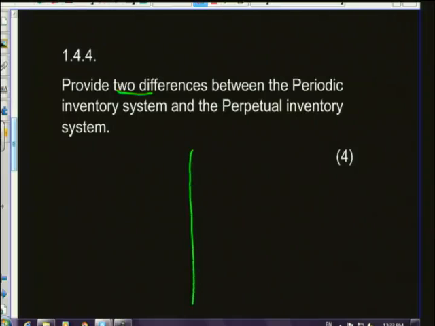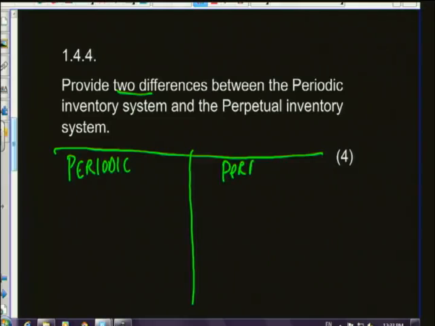So let's just do that. Let's draw a table. Okay, so we've got the periodic system, and then the second inventory system is perpetual. Okay, what are the differences between the 2? Now remember guys, there are lots and lots of differences. Please make sure that when you're answering this question, you explain the differences. You don't simply list the differences between the 2. Right, let's start off with the periodic system.